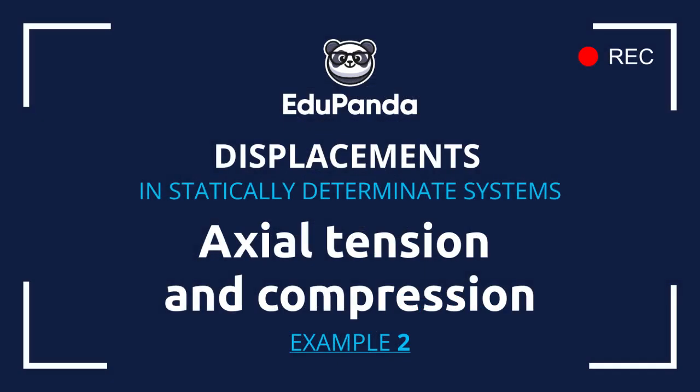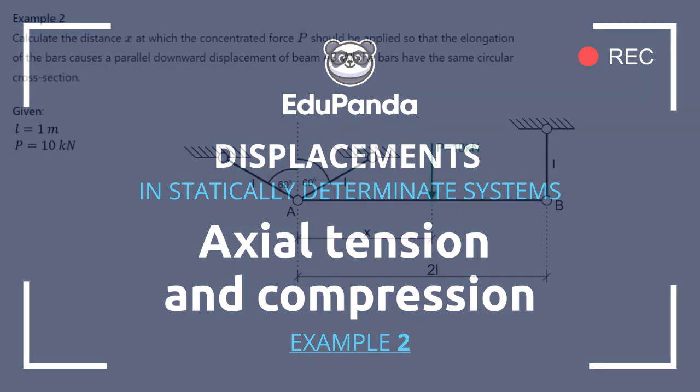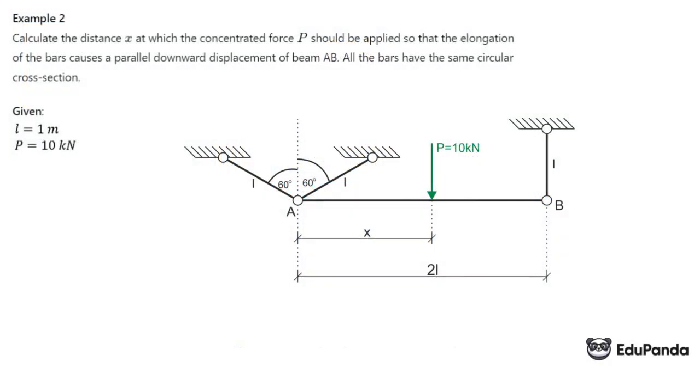Today's topic is axial tension and compression. Displacements in statically determinate systems. I have prepared 3 examples. In the previous video, I solved the first example.